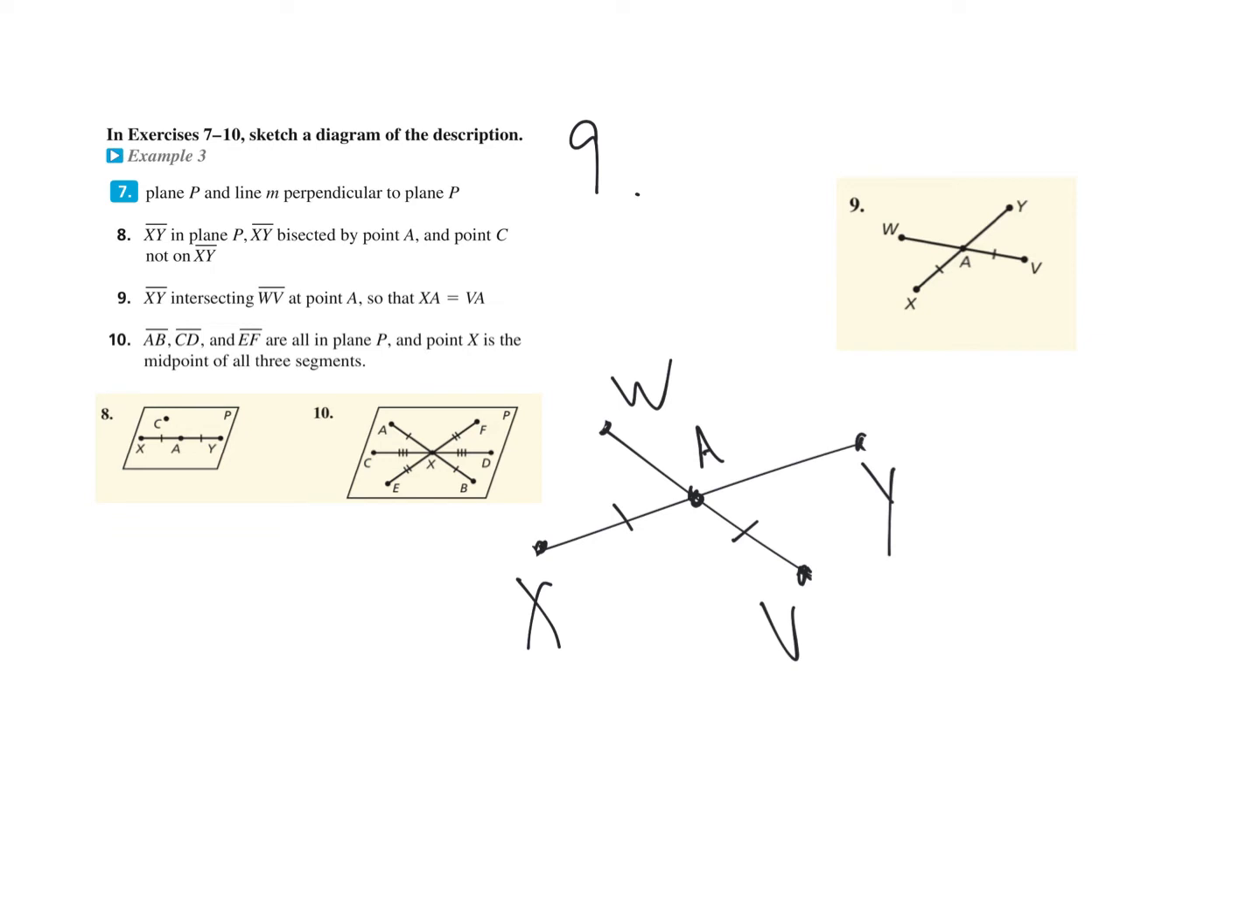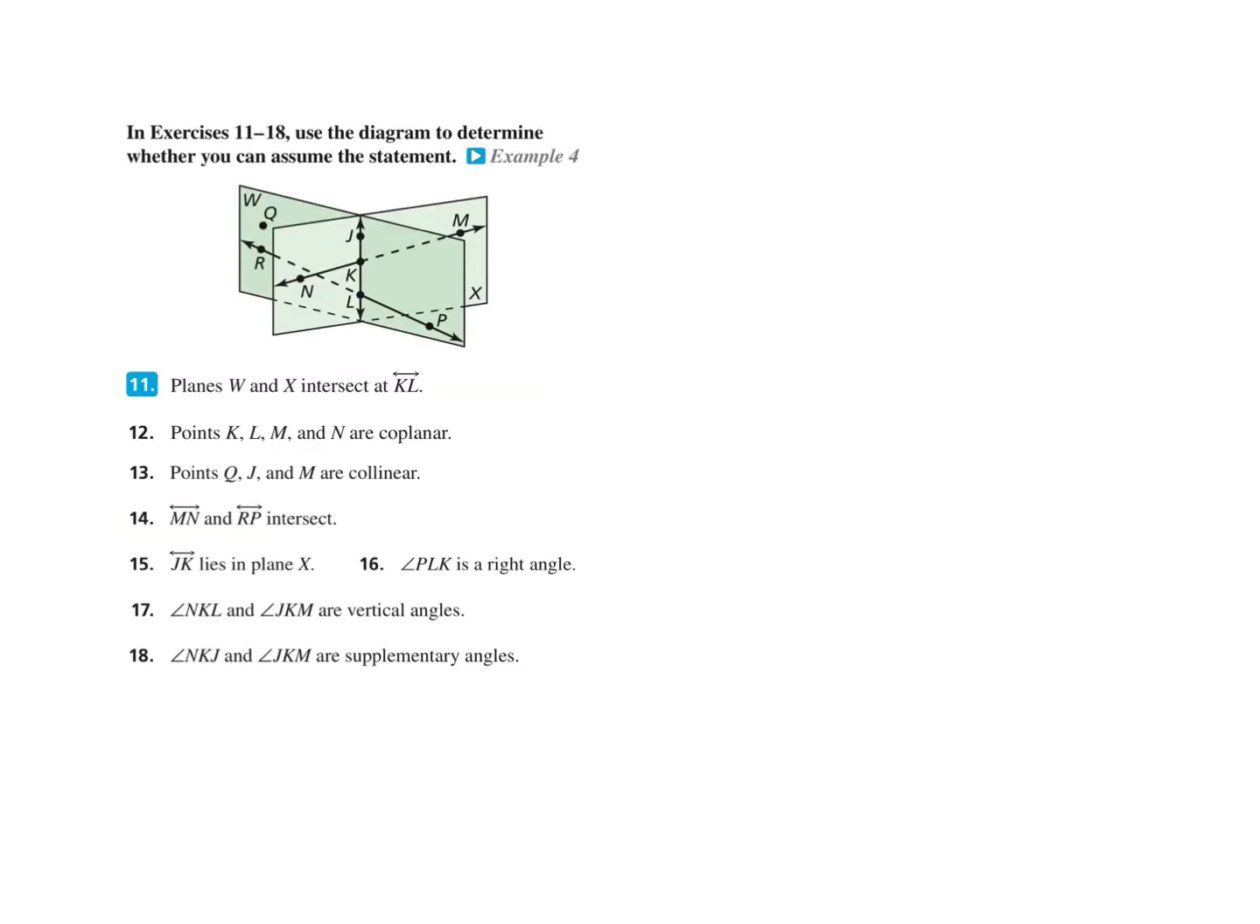All right, so let's go on. Number 11. Use the diagram to determine whether you can assume the statement. So planes W and X, those are the two planes, intersect at KL. I'm just going to say there's your KL, just like two walls intersecting. That's where that's at. Can you assume the statement is true?